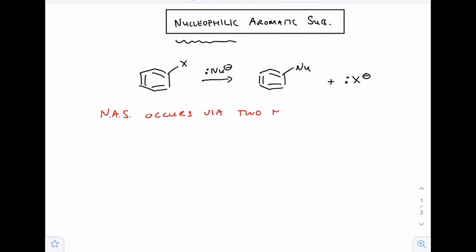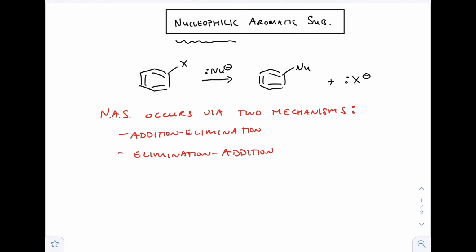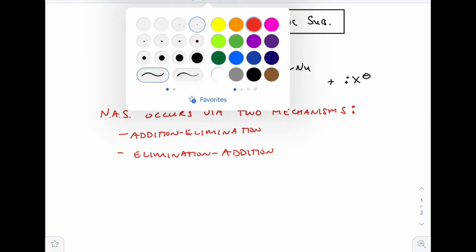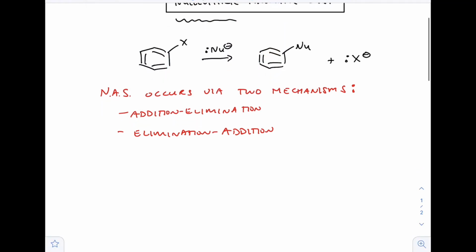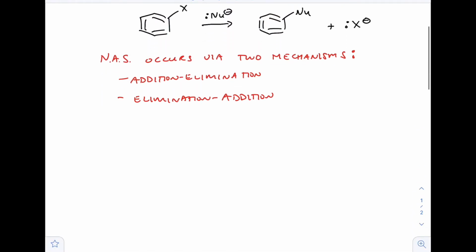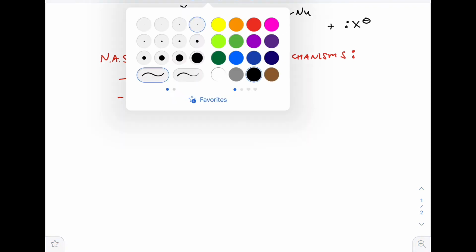So NAS occurs via two mechanisms, and both of these are going to look really familiar, and they're going to more or less contradict the rules of substitution and elimination, but who cares? Because that's how chemistry is, right? So we're talking addition-elimination, and then elimination-addition. So this is the order of the steps, right? So let's talk about the addition-elimination first. And then after that, we'll touch up on the elimination-addition process, okay?